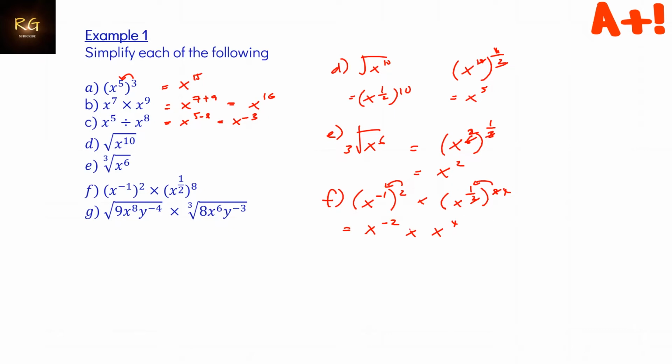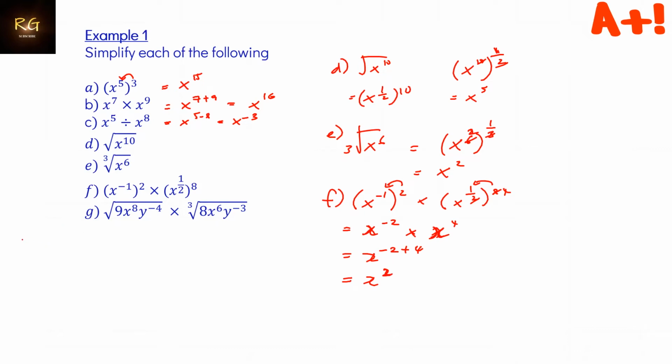Since it's multiplying to each other, correct? x multiplying to another x is the same base, correct? So when we want to multiply, we can just add up the power together. So negative 2 plus 4 is going to give you x to the power of 2. Negative 2 plus 4 is 2. Easy, right? Not that hard.